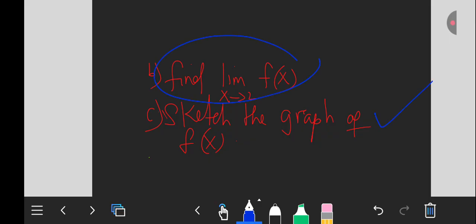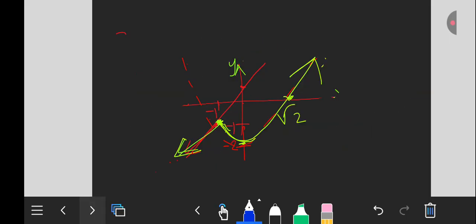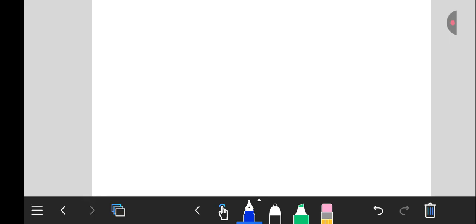Find the limit of the function as x approaches 2. As x approaches 2, which one are we going to take? The one which will include 2 is this one. The domain is x is greater than negative 1. It includes 2 because all the values of x greater than negative 1. So we take this function which is x squared minus 2. So this is the one which you're going to take.